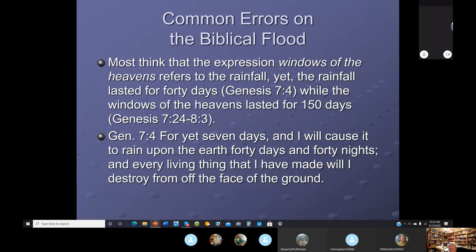Now, we'll come to other questions. Did Noah have to round up the animals? And the answer is no. We'll show that. God sent the animals. He caused the animals to come in. Did he have to pick the animals? No, God chose them. God chose the ones that came into the ark.